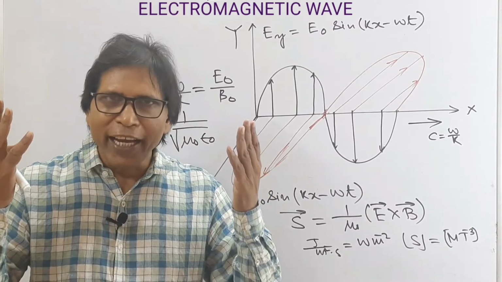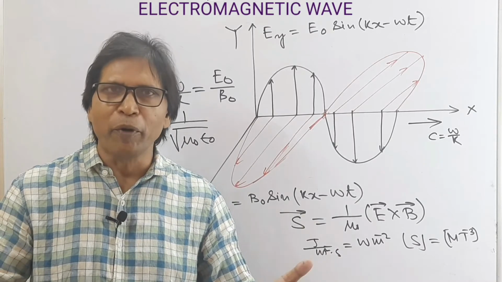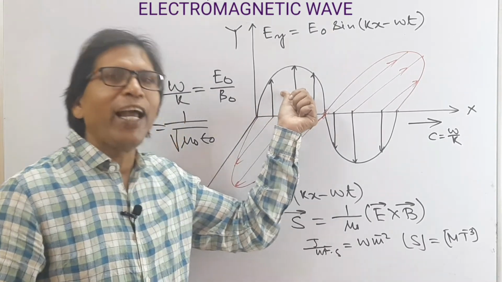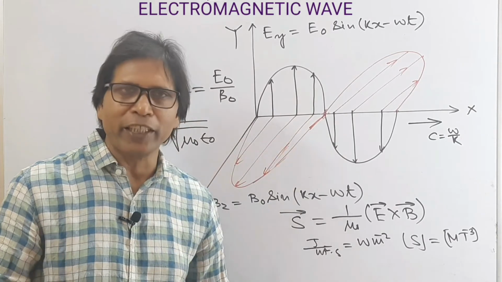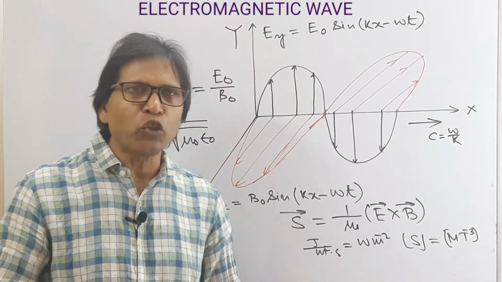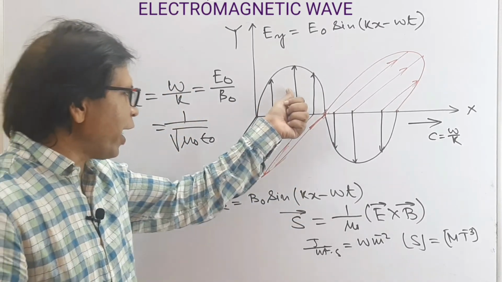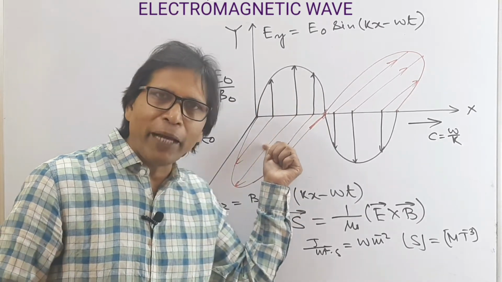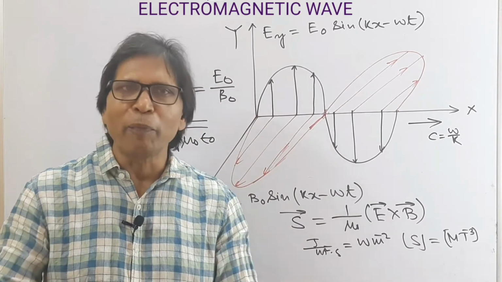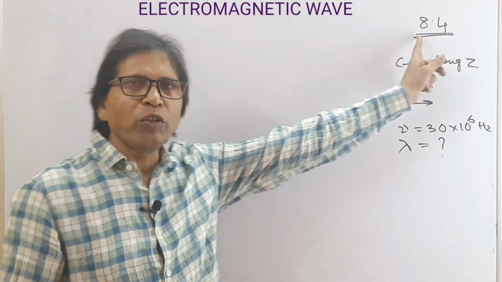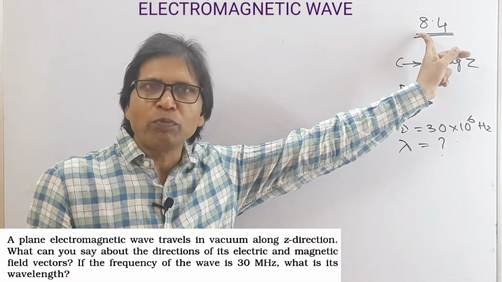The energy density of an EM wave is distributed half in the electric field and half in the magnetic field. So the energy density in the electric field is equal to the energy density in the magnetic field, which is equal to half of the energy density of the EM wave. Now, NCERT 8.4.